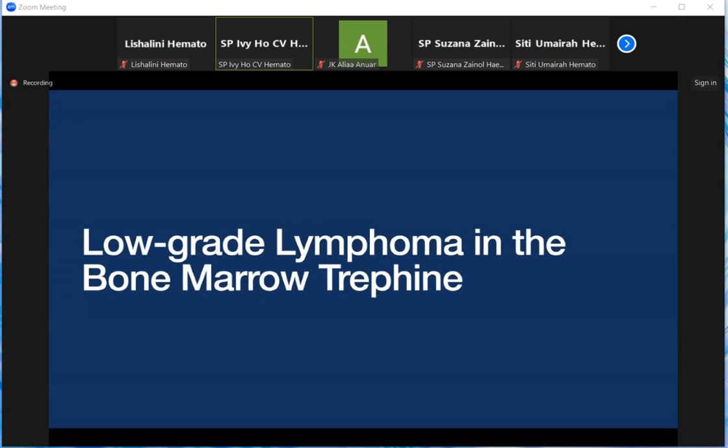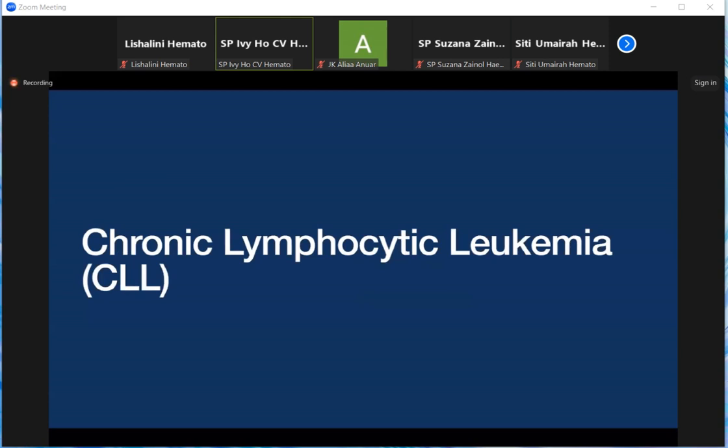Now let's move on to low-grade lymphoma in the bone marrow trephine. The first low-grade lymphoma I'm going to talk about is CLL, chronic lymphocytic leukemia, by going through the normal morphology that we expect, what to assess, and what the abnormal infiltrate looks like. So when we talk about the different types of lymphoma, it will be easier for us to understand what we want to assess.